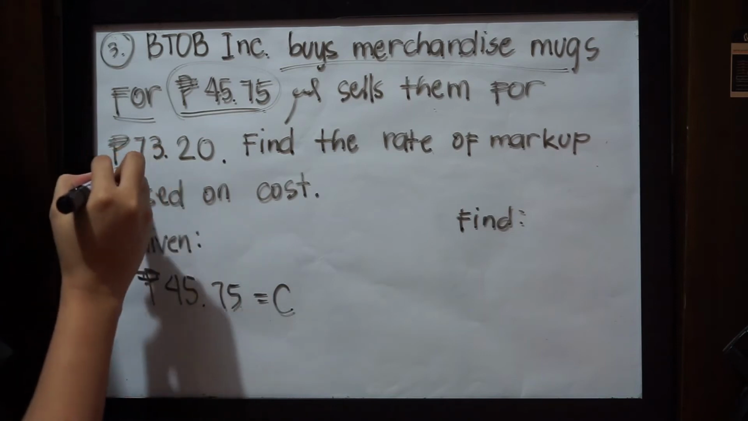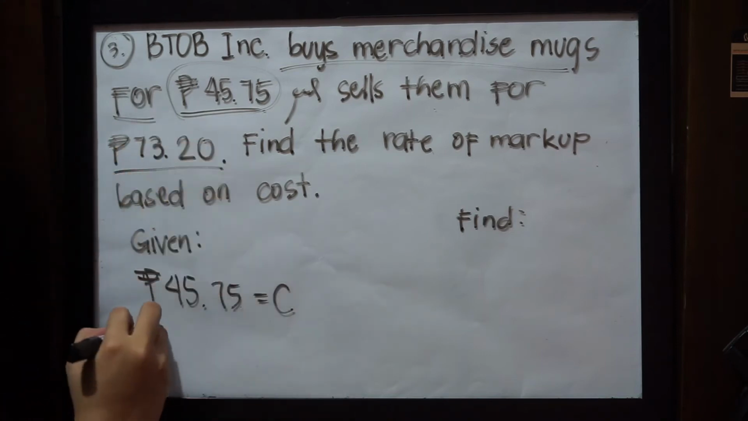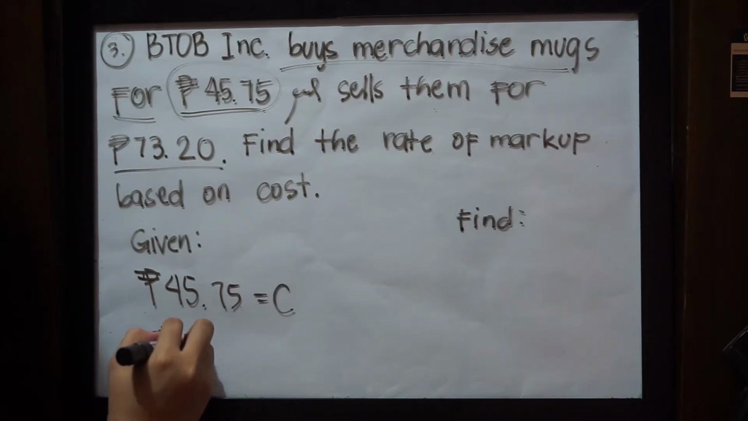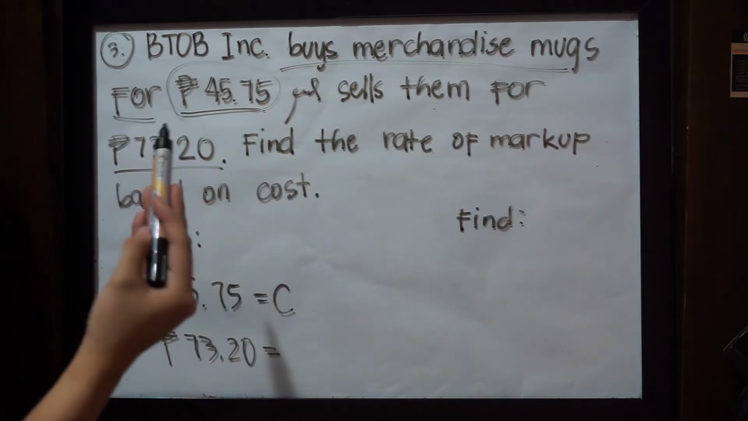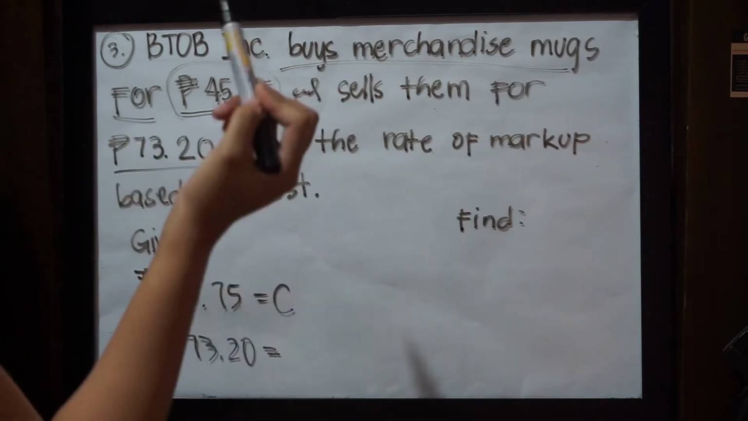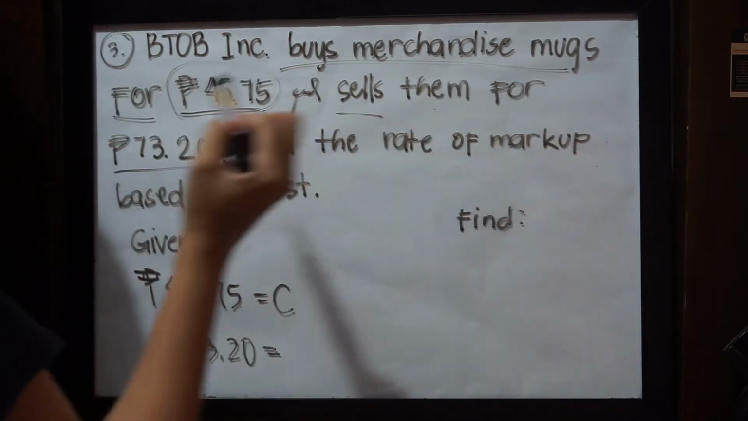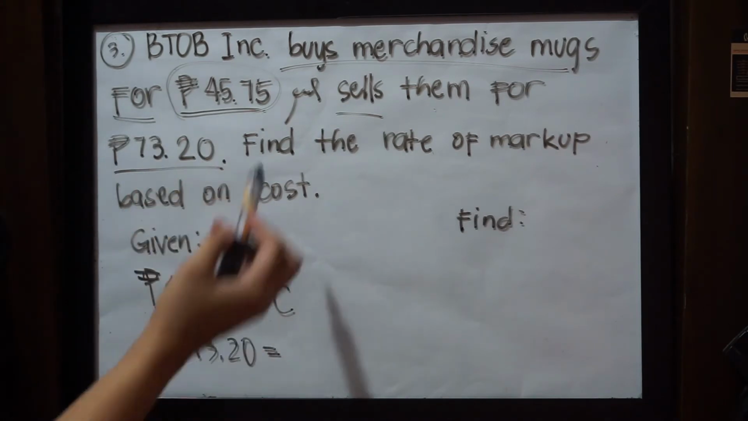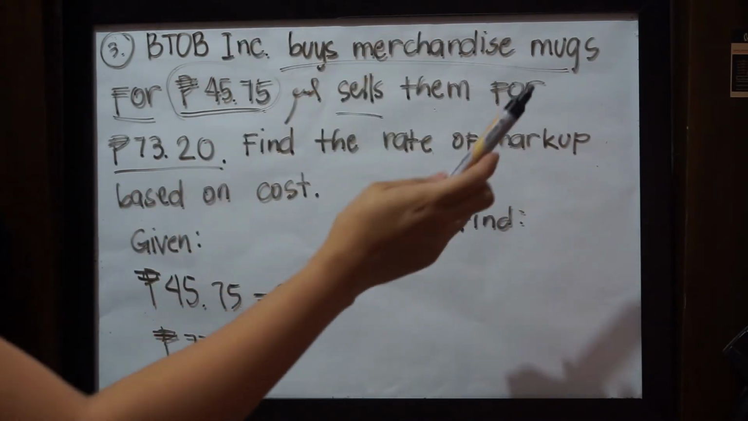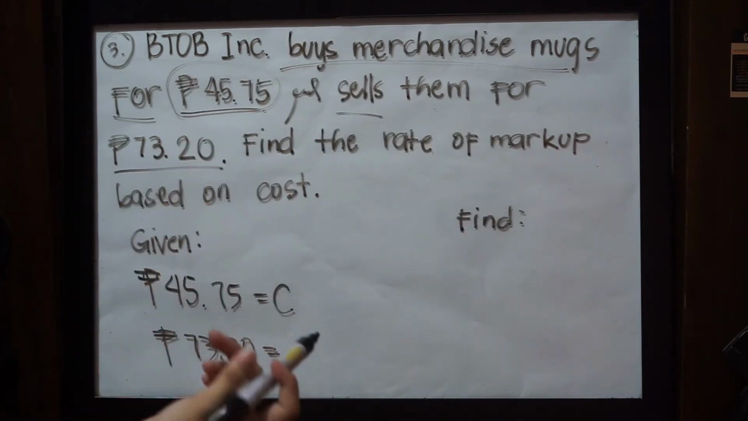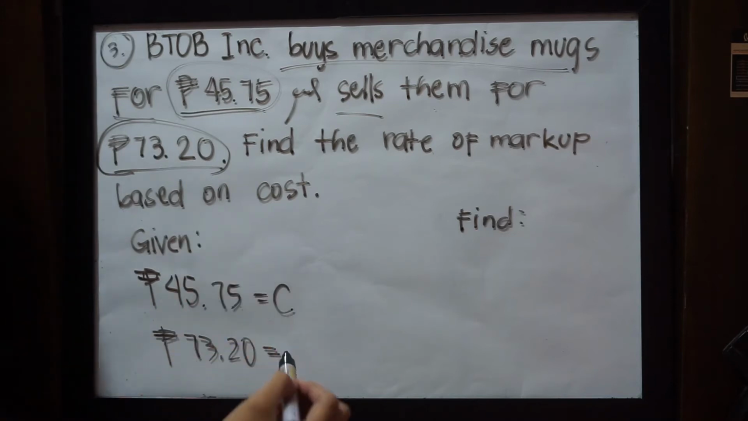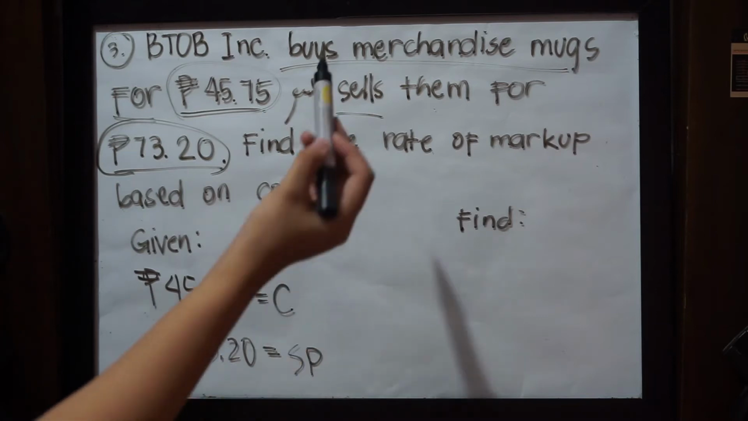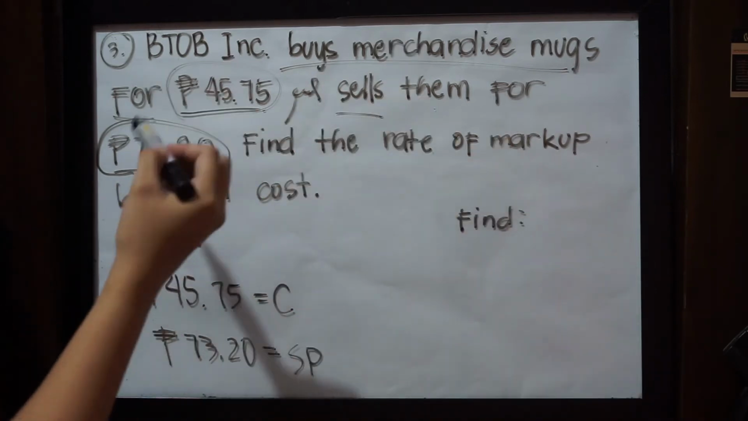Next, numerical value is 73.20. Ano naman kaya yung 73.20? So, balikan nyo ulit yung statement: and sells them for 73.20. So, ibinenta nila yung mugs for 73.20. So, ito yung presyo na ngayon nung mug. So, ibig sabihin, 73.20 is the selling price. Kasi nga, sells them for 73.20.